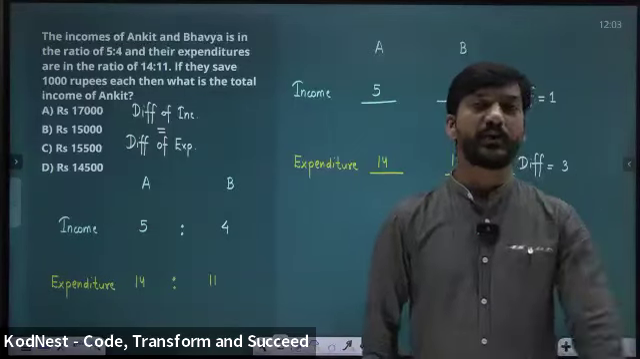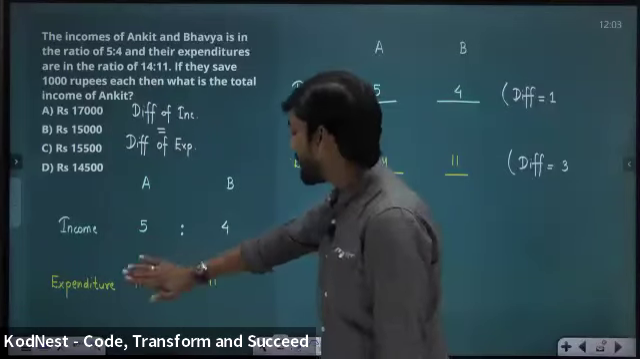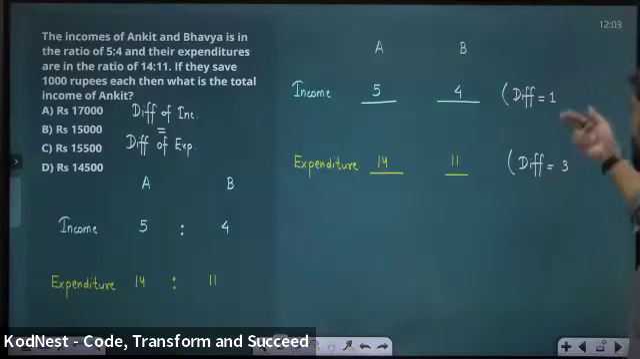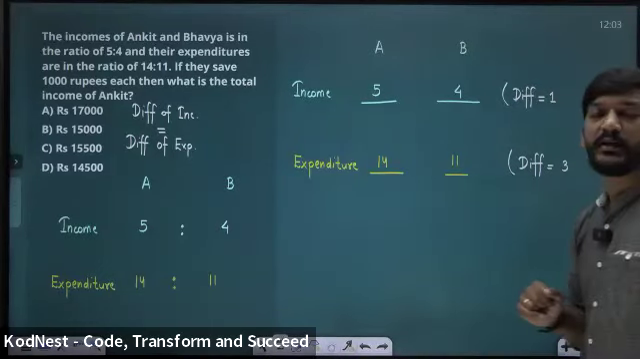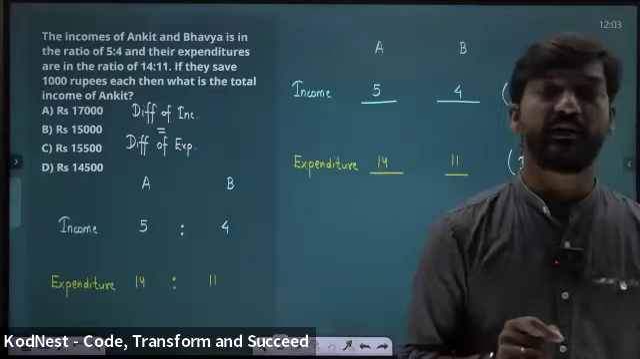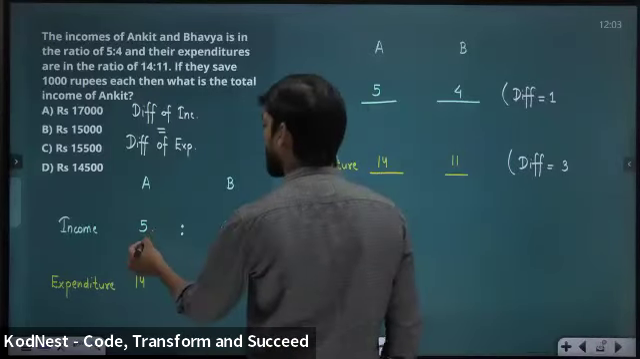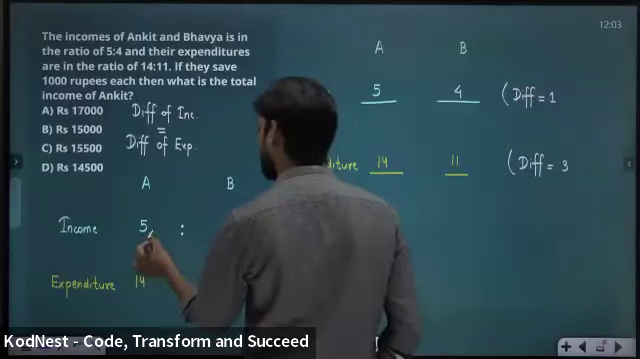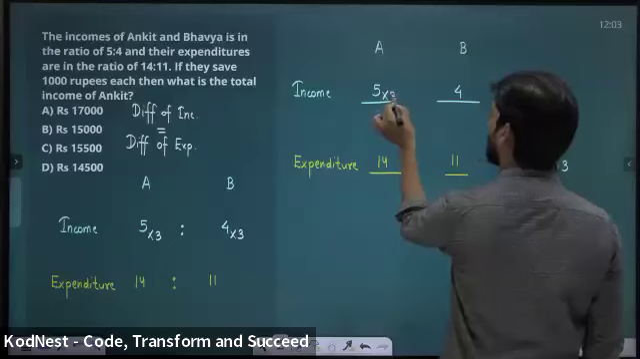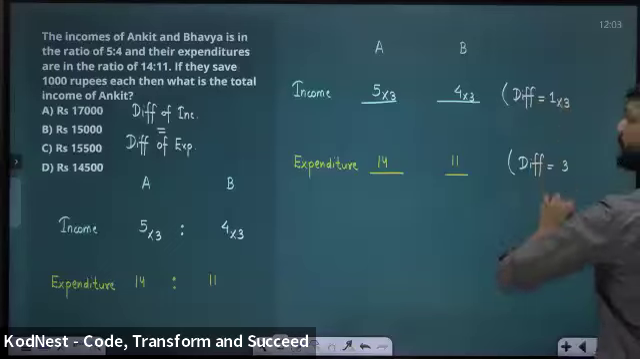All right, full liberty I'm giving you. Multiply anything in this ratio, anything in this ratio, anything, but make it the same. I want these two values the same. So what will you do? First ratio multiply by 3. Okay. Let's see. If I multiply this ratio by 3, so here also I will multiply by 3. So here also, the difference will become 3.